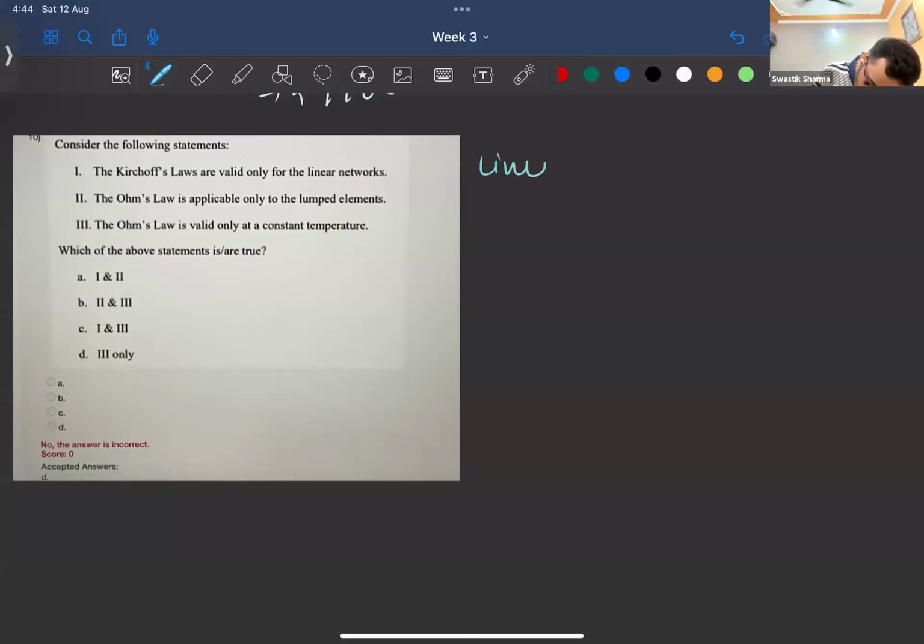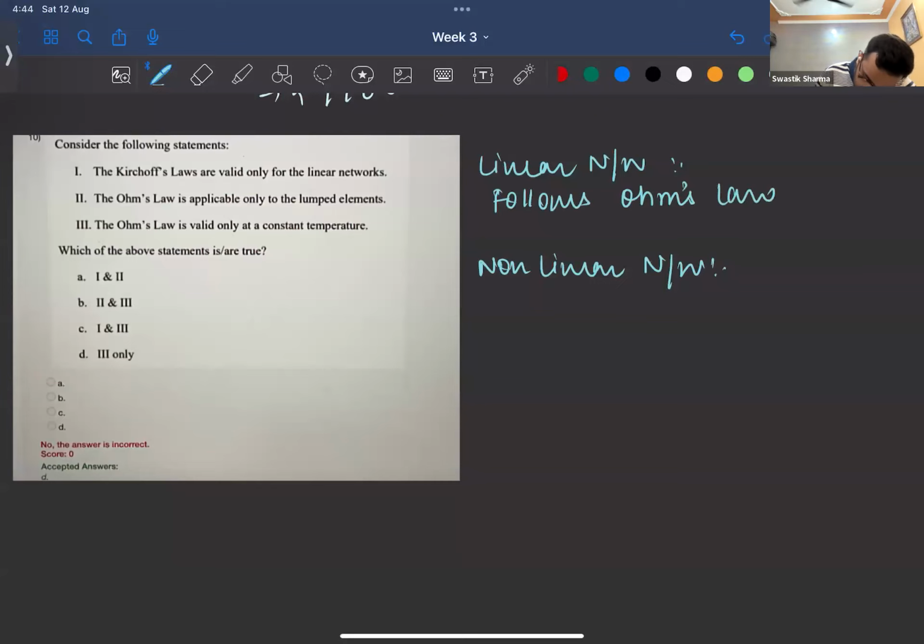Can you tell me what linear networks and non-linear networks are? A linear network is nothing but one that follows Ohm's law linearly, right? And there's no variation with respect to time. So it follows Ohm's law. A non-linear network doesn't follow Ohm's law.